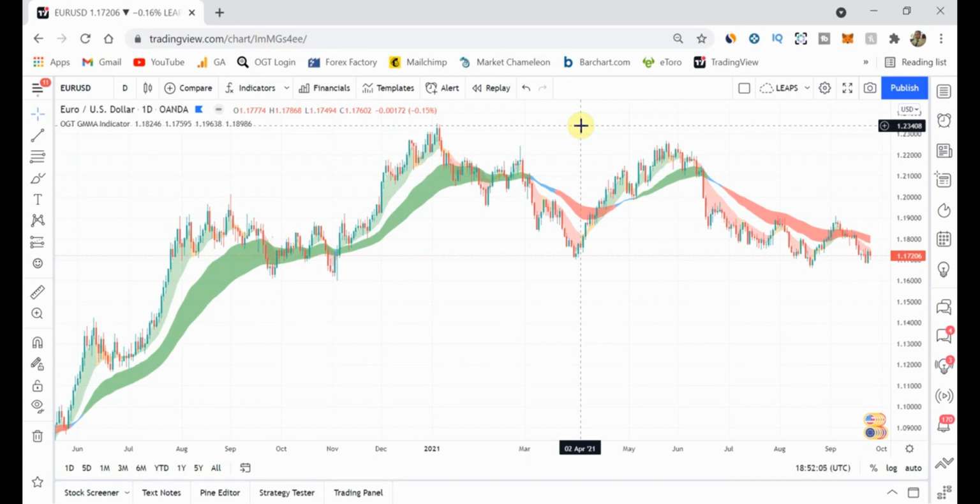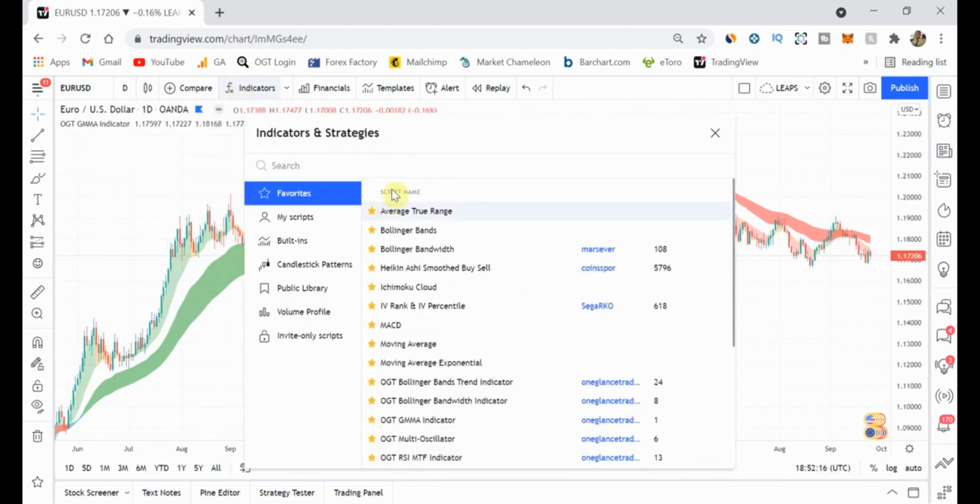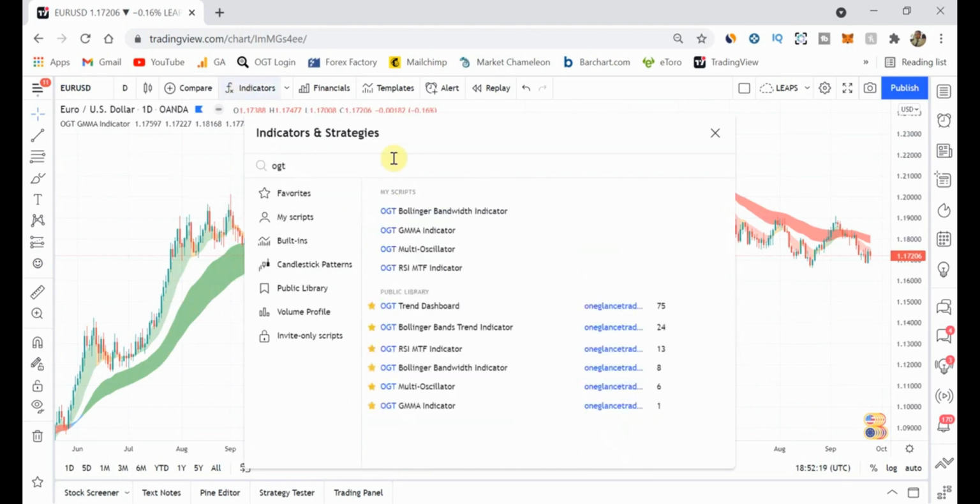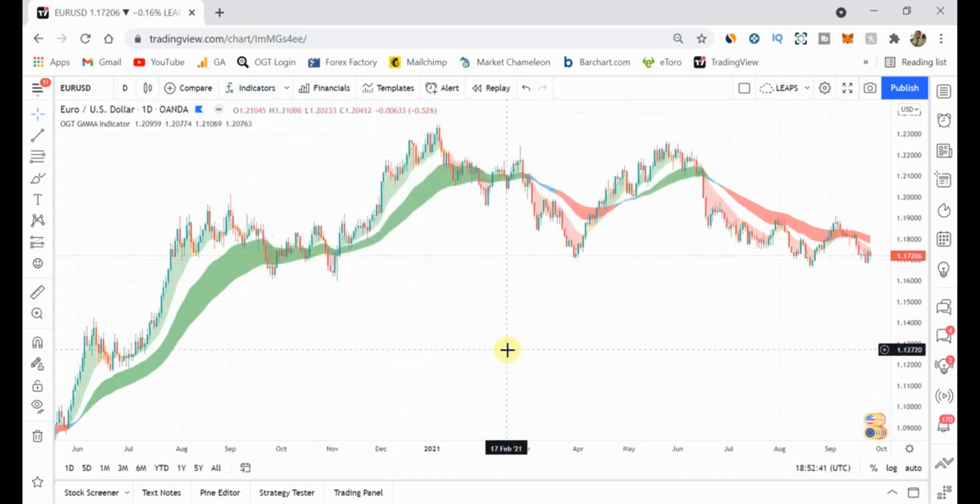So what we've got here is the Euro-USD daily chart, but I'm just going to take a step back, actually, and let me show you guys how to get it. If you go to the indicator section and type in OGT, you'll see here in the public library, it's called the OGT GA indicator. You can check out all my other videos and tutorials on all the other TradingView indicators that I've also created. Again, all of them are absolutely free. So click on that and then it will load over here.